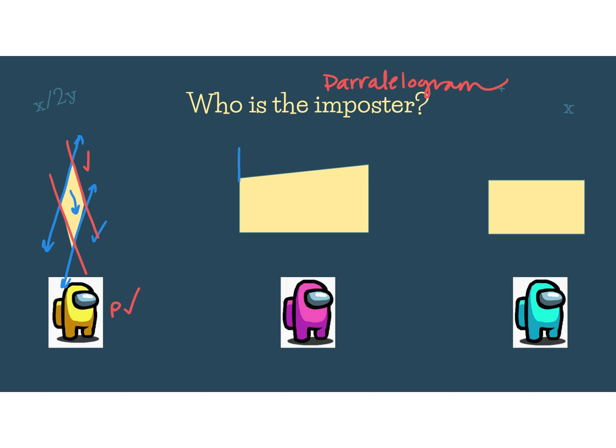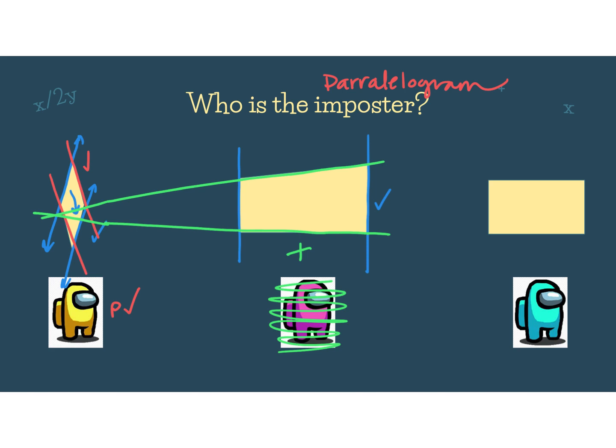First thing I'm going to do is I'm going to start with the opposite sides that are easy to see. Those are parallel, but I have to check the other side to make sure. If I extend this out and then I extend this out, it looks as if I continue the lines, they are going to intersect. So this side is not parallel and this is the imposter.